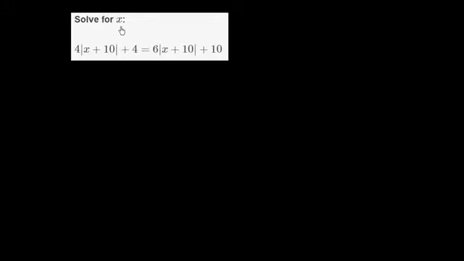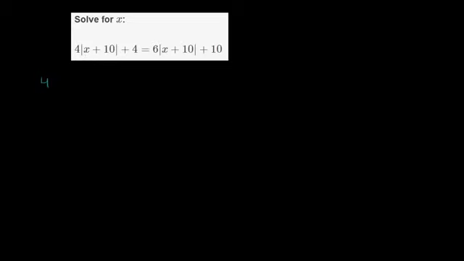So we're asked to solve for x, and we have this equation with absolute values in it. It's 4 times the absolute value of x plus 10, plus 4, is equal to 6 times the absolute value of x plus 10, plus 10. At first this looks really daunting, but the key is to just solve for this absolute value expression and then go from there. Let me rewrite it so that the absolute value expression really jumps out.